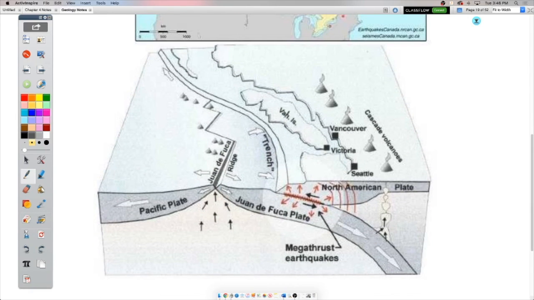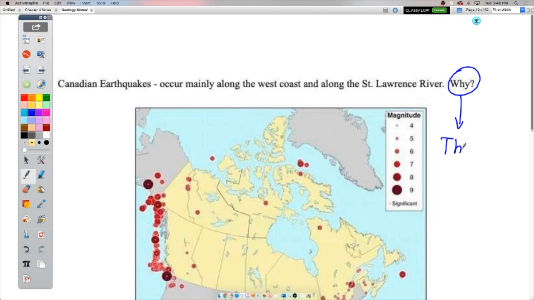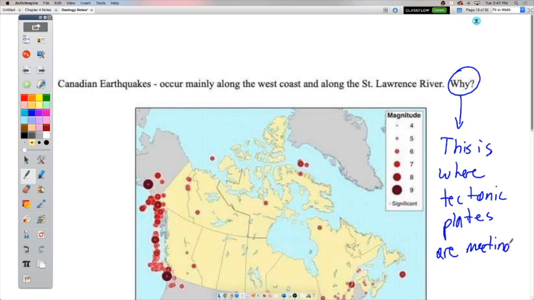There's Vancouver, Victoria, Vancouver Island. So here's our west coast. You can see the Juan de Fuca plate is subducting underneath the North American plate. We have a diverging boundary here where they're spreading. We have a converging boundary here. And look, as they're rubbing, we're getting that potential energy stored up, and then eventually released as earthquakes, as seismic waves. So why? This is where tectonic plates are meeting. It's the boundaries.